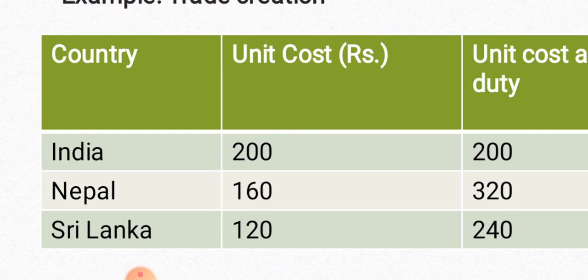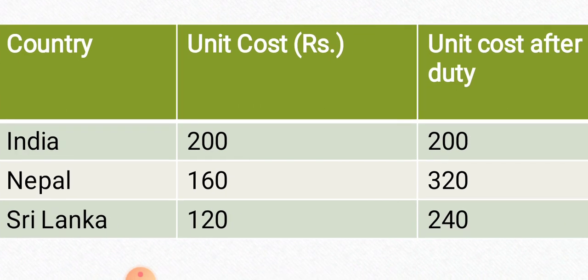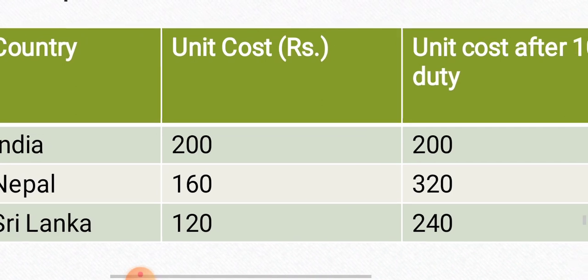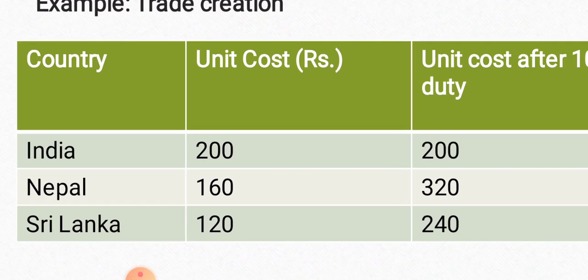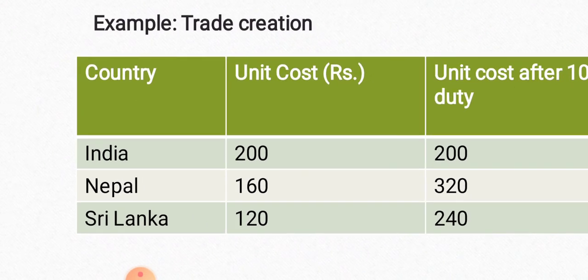That is, a shirt can be manufactured at a cost of rupees 200 in India, 160 in Nepal, and 120 in Sri Lanka. Now, if India levies a uniform import duty of 100% on all imports, then what happens? The cost of importing a shirt from Nepal becomes 320, that is 100% of 160, and from Sri Lanka it is 240, that is 100%, 120 plus 120.